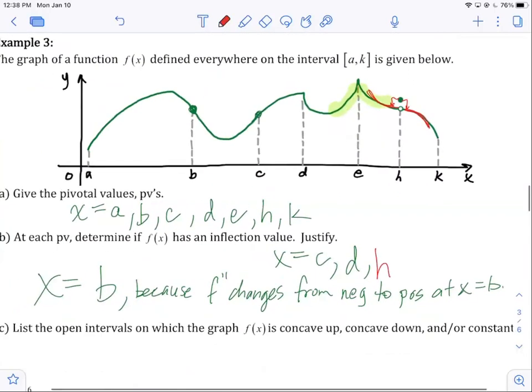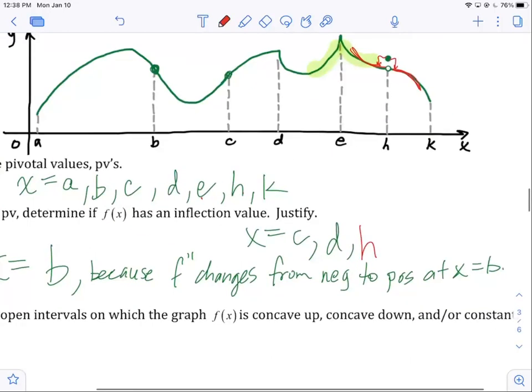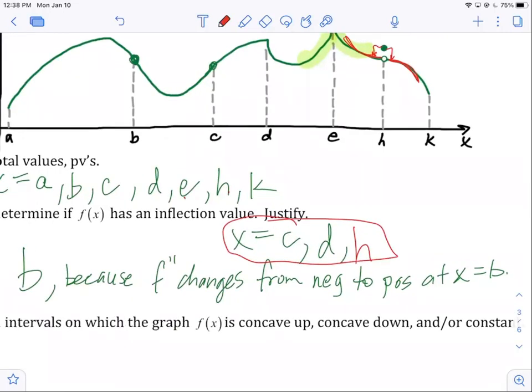Nah. So of the 1, 2, 3, 4, 5, 6, 7 PVs, only 3 of them ended up being IVs, inflection values. Four? B. Oh, I forgot to put B in there. Oh, yeah, we justified. So let's get the whole list right here. There we go, 4. So 7 PVs and then 4 IVs. Okay. You understand the difference?